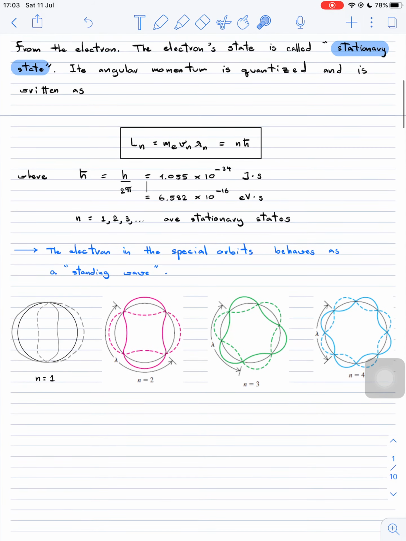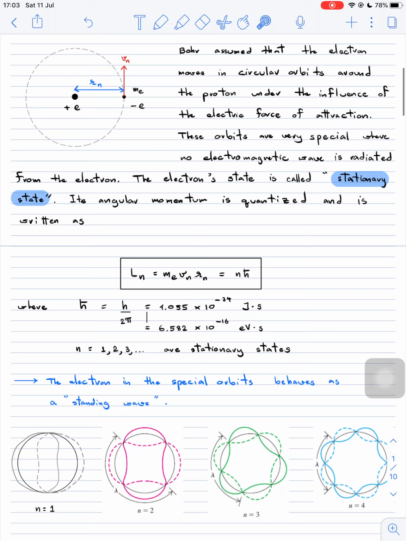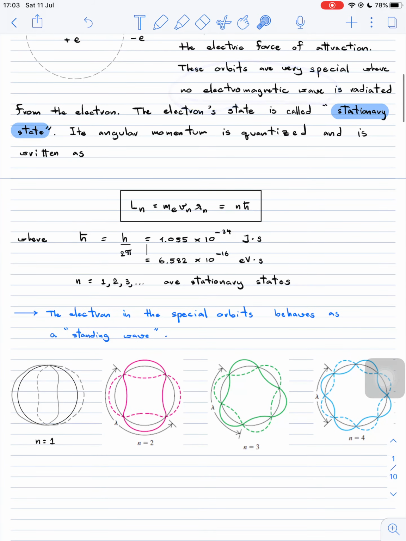Okay. So now we just want to understand why we can get this type of equation. The idea just comes from this sentence: the electron in the special orbit. Remember, the special orbit is the orbit where the electron doesn't lose energy through electromagnetic waves, right? The electron in the special orbit behaves as a standing wave.